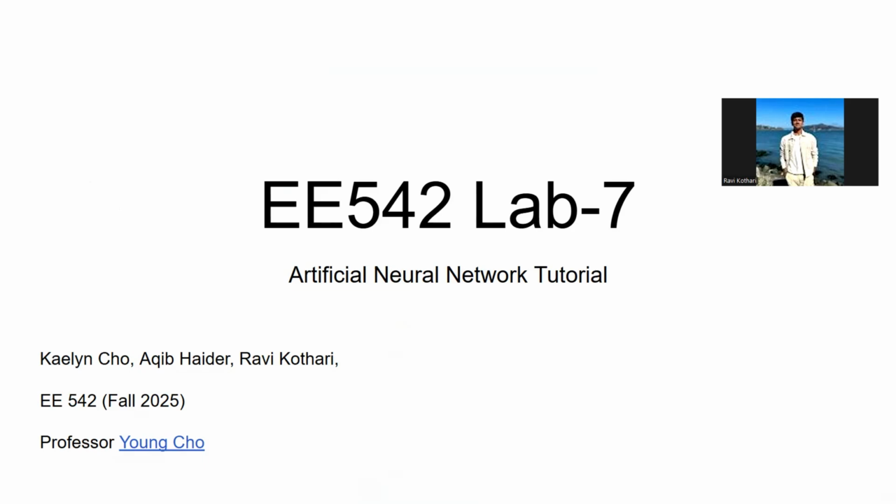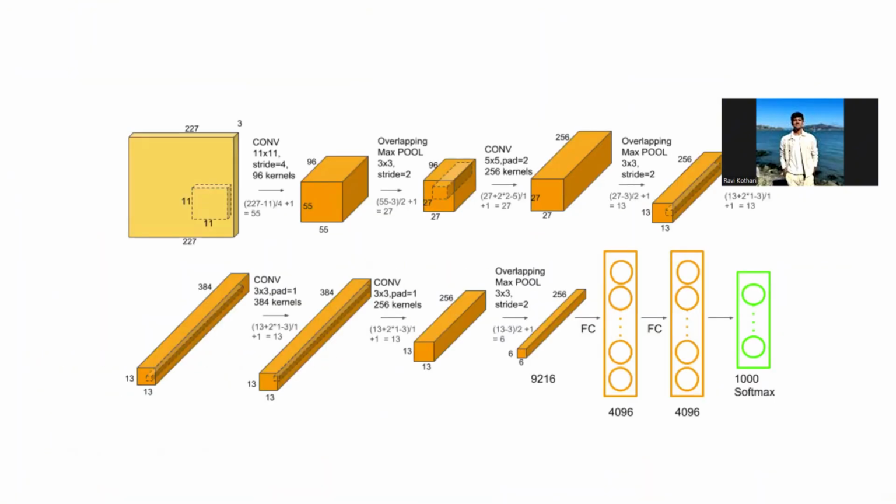Before I dive into the demonstration and the code, I'd like to briefly show what a convolution neural network architecture is. This is a popular neural network architecture called AlexNet. So we have the input image, which is 227 cross 227 in resolution. And we have the 3 input channels, the red, green, and blue channel.